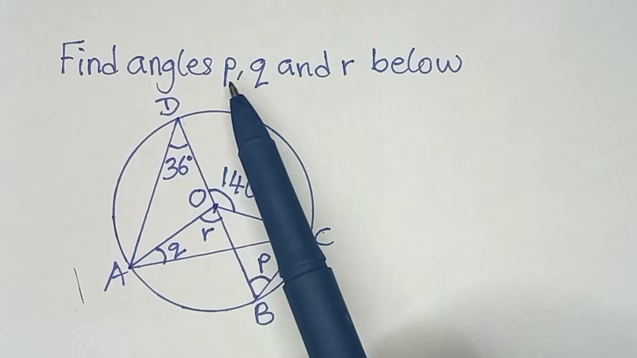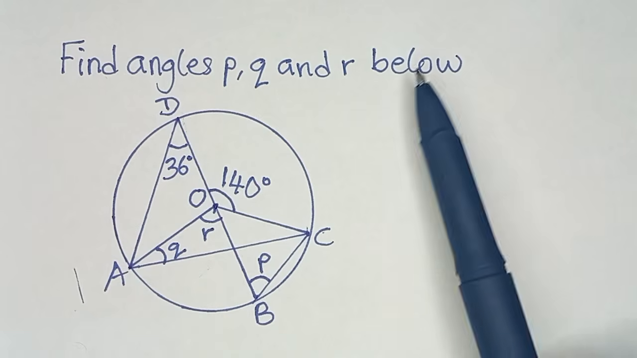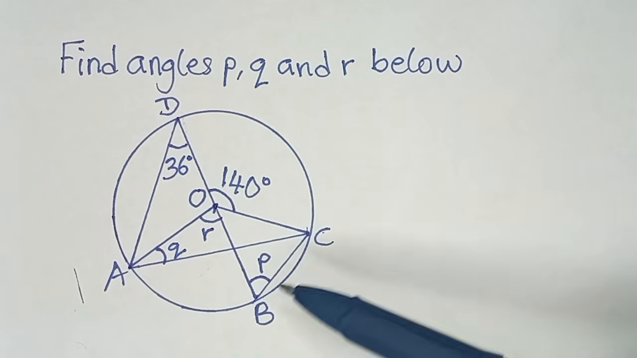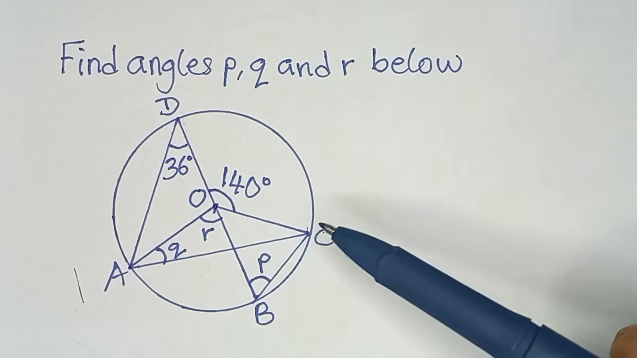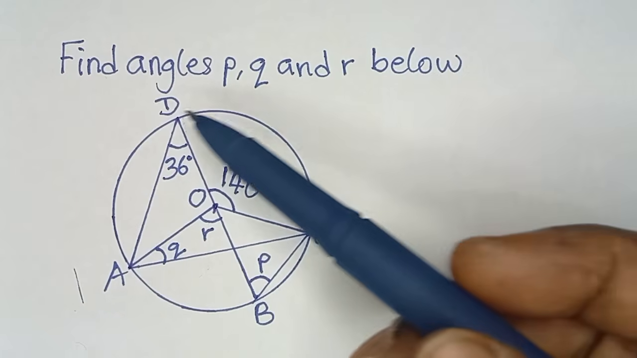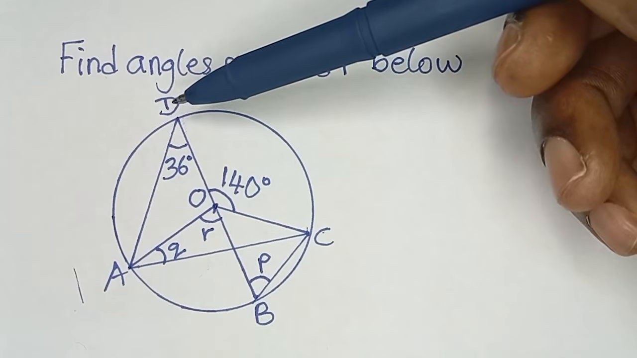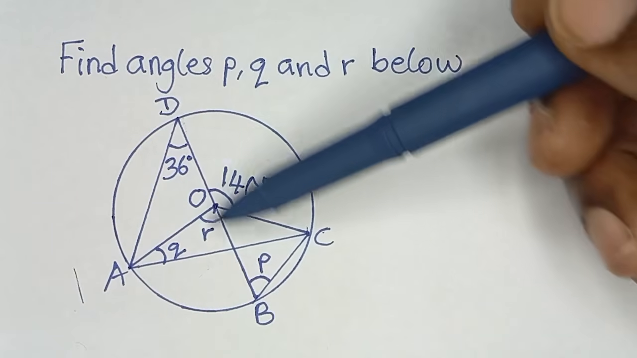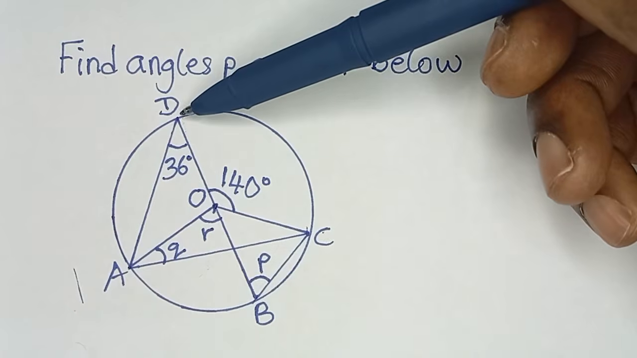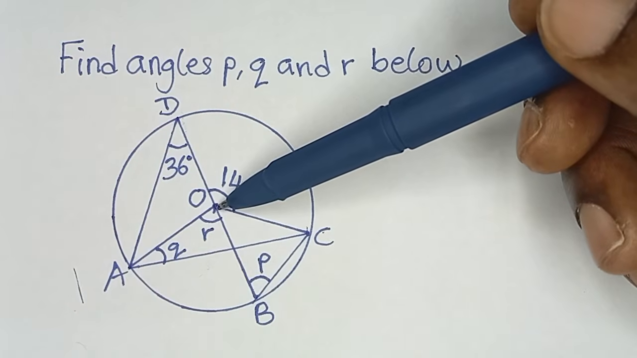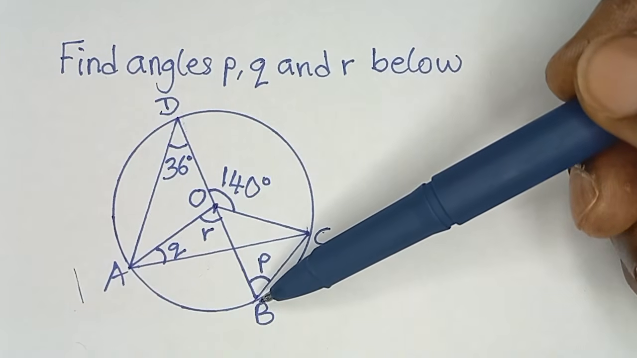Find angles P, Q, and R below. Now, let's look at how to analyze this circle geometry problem. If you look, line DB or BD is a straight line passing through the center of the circle.